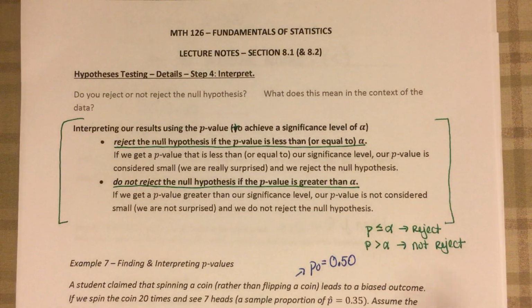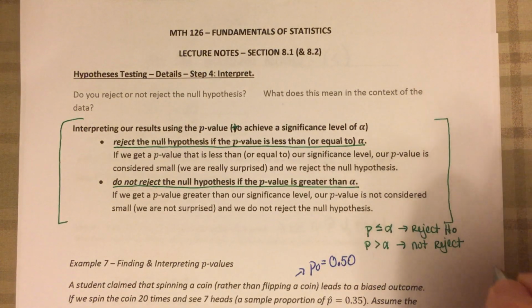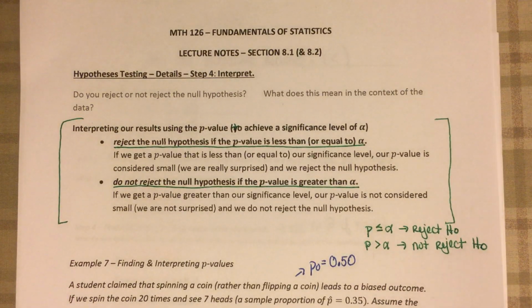So put this on a post-it note, write this on a sheet of paper as you're working through your homework problems. This is how you're going to make all of your decisions for this entire chapter. Is p less than or equal to alpha, then we're going to reject our null hypothesis. If p is greater than alpha, we are not going to reject our null hypothesis.